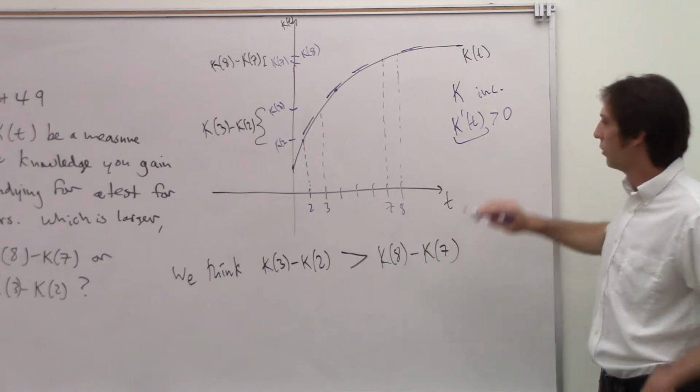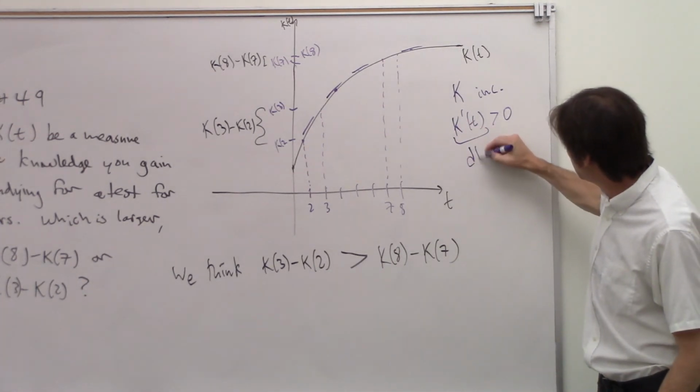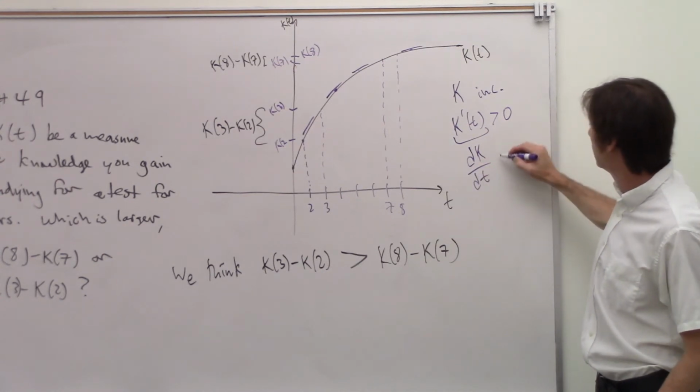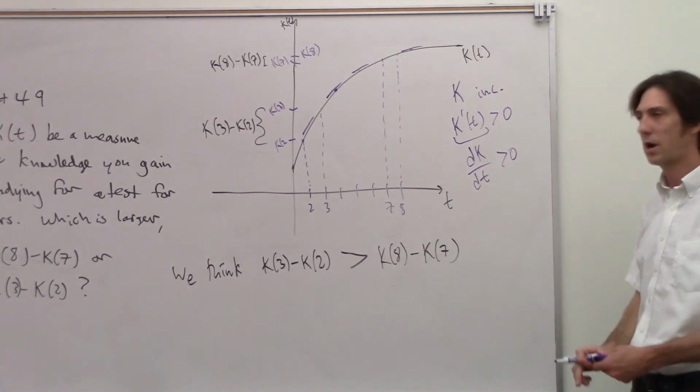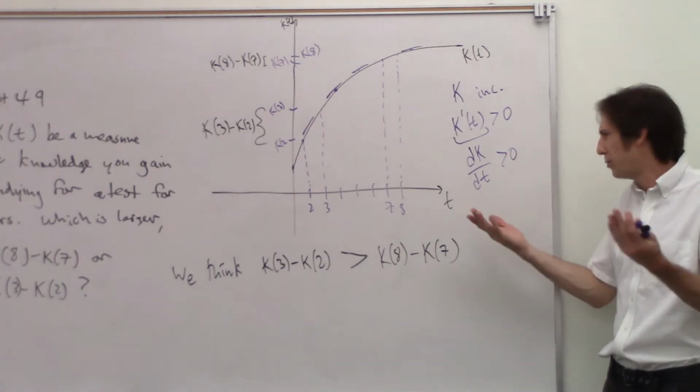If we want, we can use alternative notation. Instead of k prime of t, I might say dk dt is greater than 0, okay? This is coming back to the fact that I don't need to use f and x as my letters.